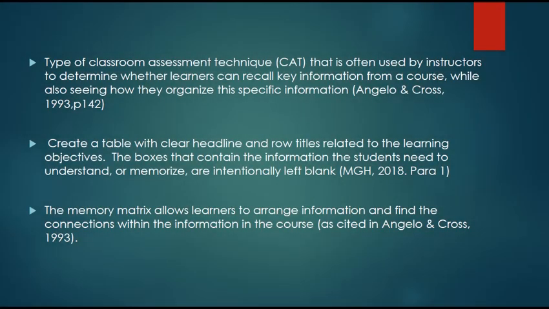Memory matrices are a type of classroom assessment technique that is often used by instructors so they can determine whether students individually or as a whole can recall key information from a course, while also seeing how they organize the specific information.